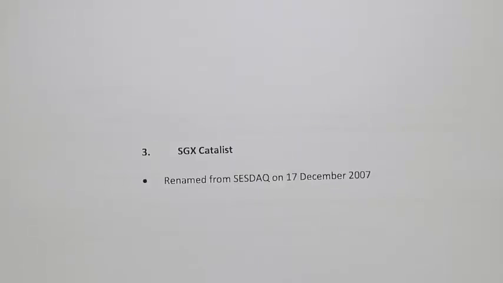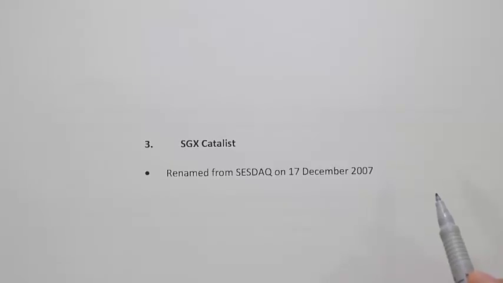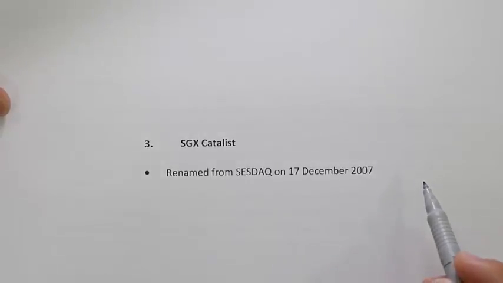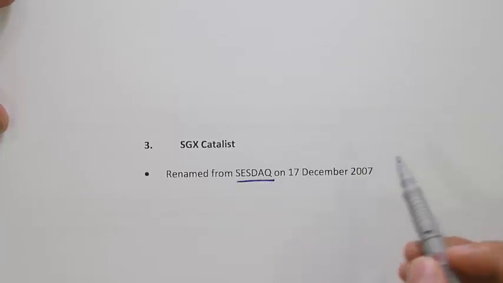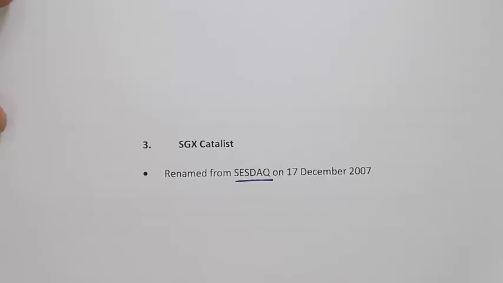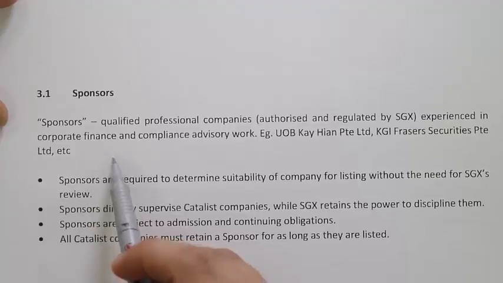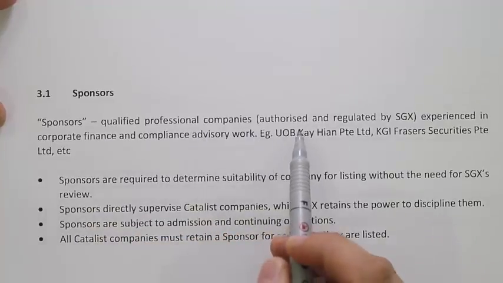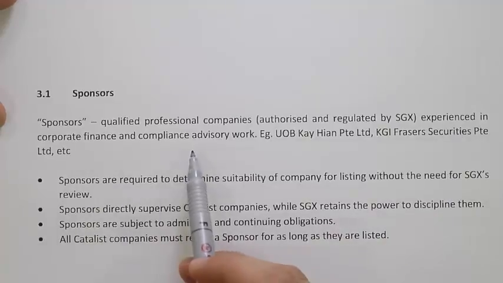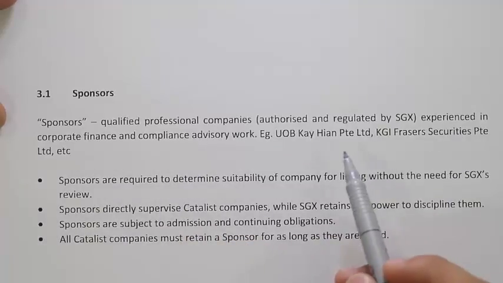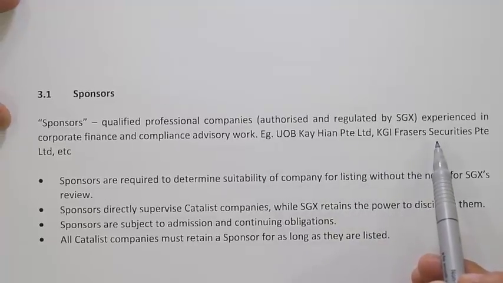Now let's move on to SGX Catalist. SGX Catalist, as per introduction, is actually for fast-growing SME companies. It was renamed from Sesdaq on 17 December 2007. What are sponsors? Sponsors are qualified professional companies that are authorized and regulated by SGX, who are experienced in corporate finance and compliance advisory work. Examples of sponsors are UOB Kay Hian, KGI Fraser Securities Private Limited, etc.